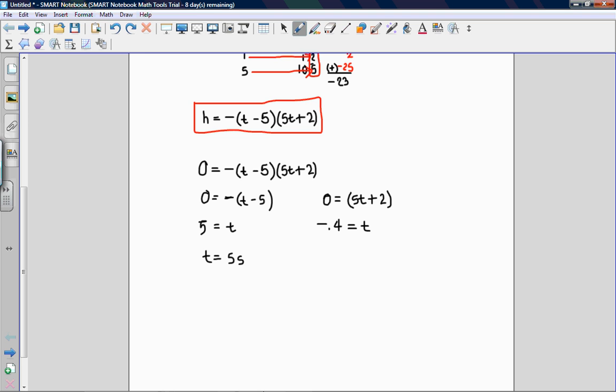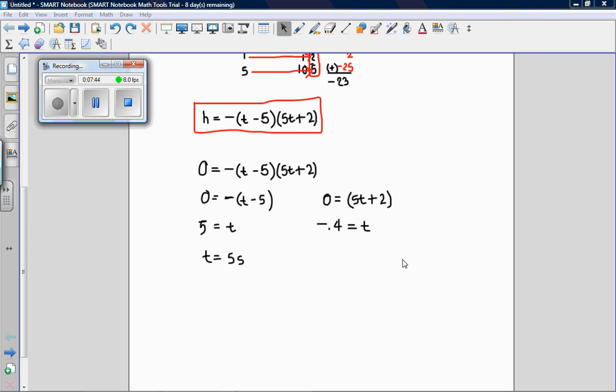So to recap, we cannot have a negative time that the rocket falls to the ground. Obviously it's a positive time. So final answer is 5 seconds.